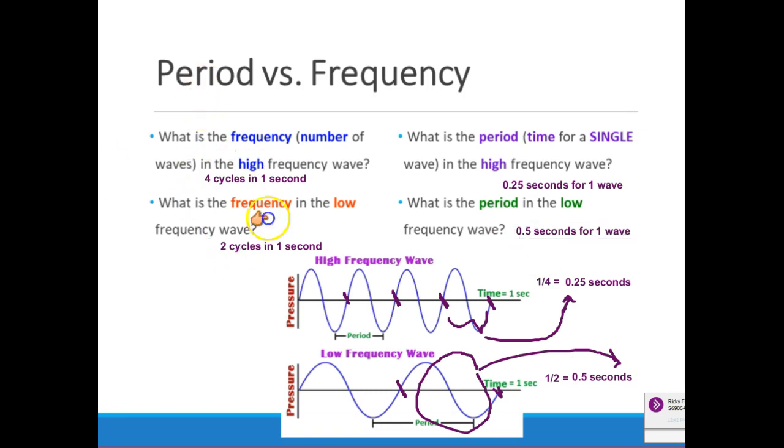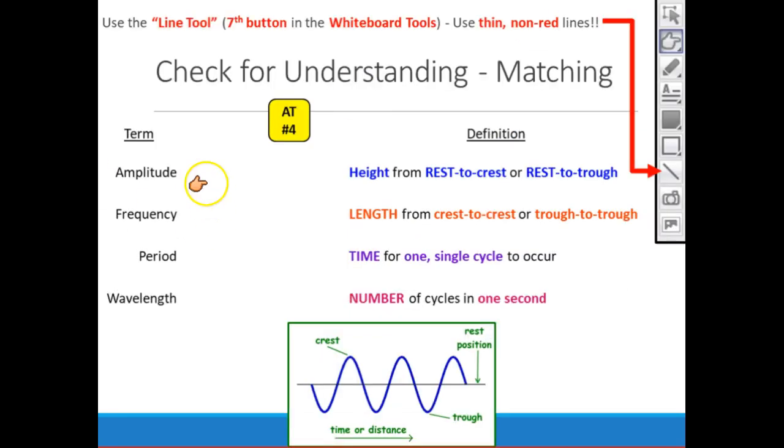So again, frequency gives us a number of cycles in a single second. Period gives us a period of time for 1 wave. Okay, awesome. Let's make sure that this makes sense. Grab your whiteboard tools, match these up, please. We know the height from rest to crest. We know the length from crest to crest or trough to trough, from one point to a similar point. We know the time for 1 single cycle and the number of cycles in 1 second. Go ahead, match these up, please. Go ahead, do that on the whiteboard.